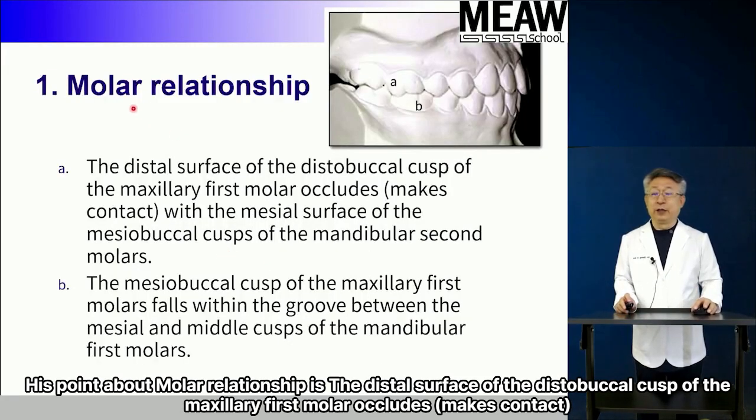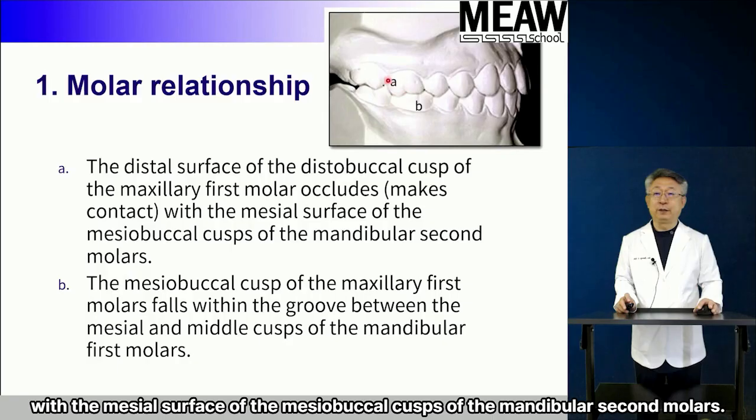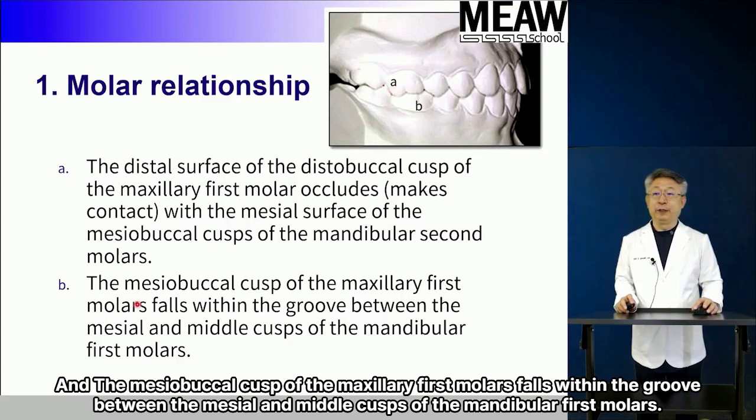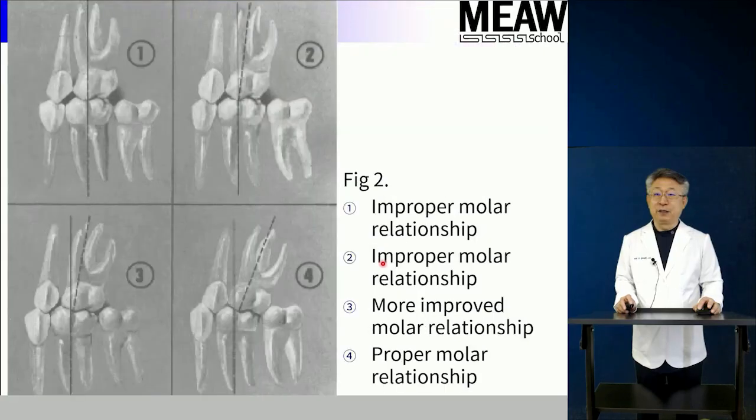His point about molar relationship is that the distal surface of the distobuccal cusp of the maxillary first molar makes contact with the mesial surface of the mesiobuccal cusp of the mandibular second molar, and the mesiobuccal cusp of the maxillary first molar falls within the groove between the mesial and middle cusps of the mandibular first molar.